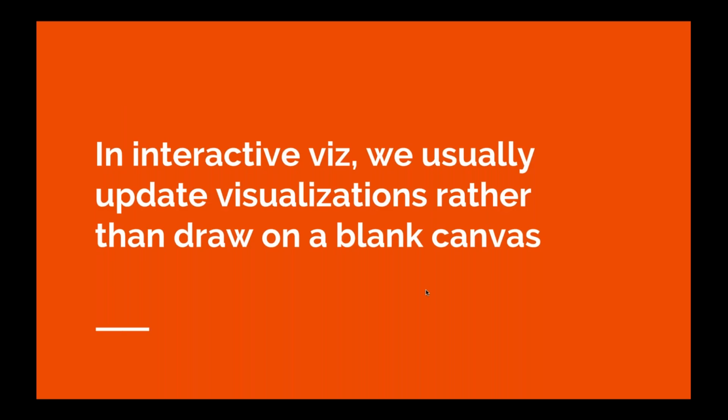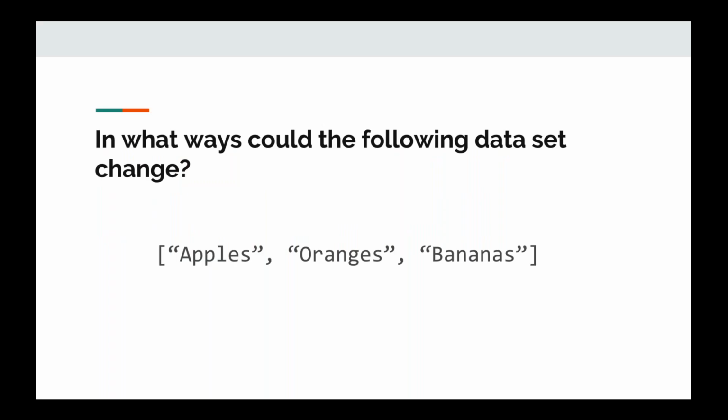What is actually happening, well, let's take a pause there. In interactive visualization, we usually update visualizations rather than draw on a blank canvas. So sometimes you'll have no data, like no circles, and you'll draw circles. Sometimes you'll have existing circles and you want to update them. Sometimes your data might drop out and you need to remove circles or whatever it might be from your viz. So let's think about how the data set could change first, and then we'll answer Manazi's question.